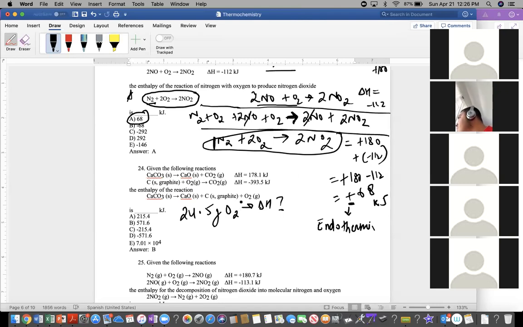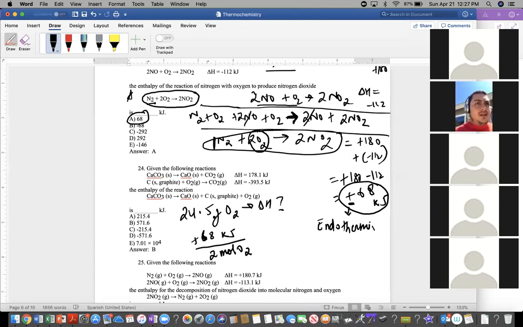We know that this 68 kilojoules is for how many moles of O2? 2 moles, right? Because it says here the 68 kilojoules belongs to 2 moles of O2. So this is our conversion factor. Think about that.